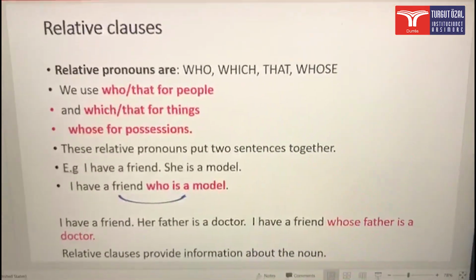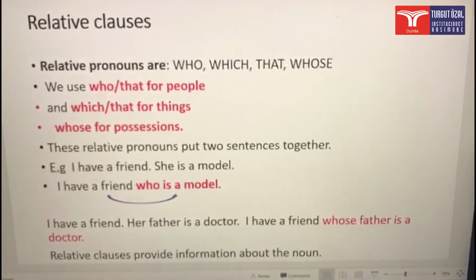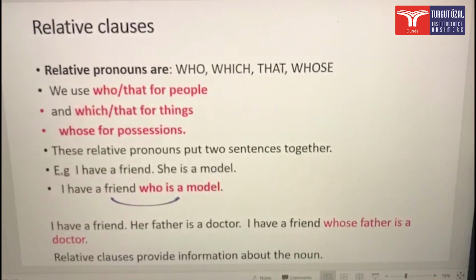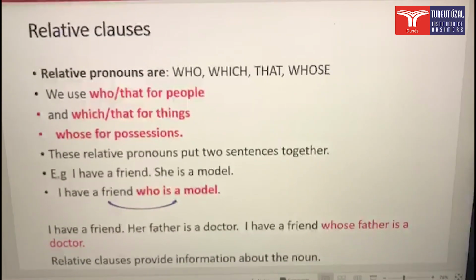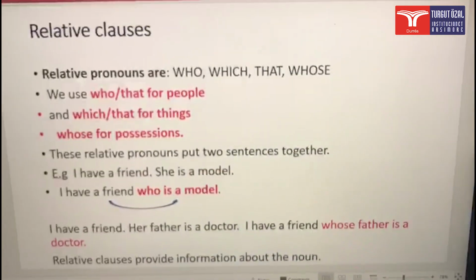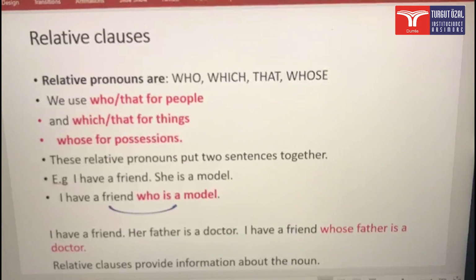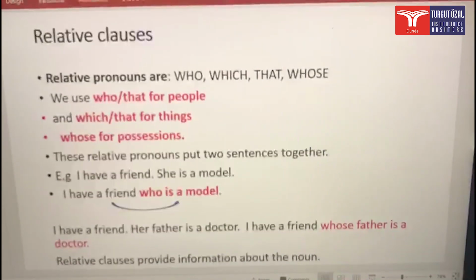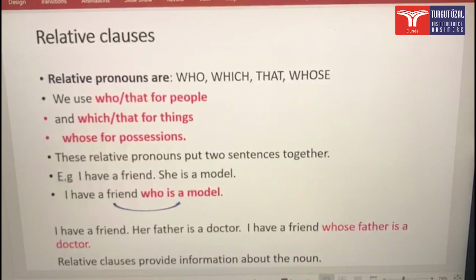The relative pronouns are who, which, that, or whose. We use who or that for people, which or that for things, whose for possessions. These relative pronouns put two sentences together. For example, I have a friend. She is a model. I have a friend who is a model.